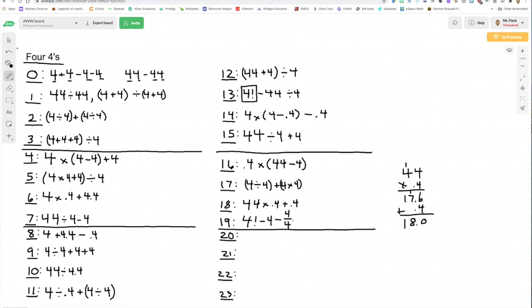So there's my solution for 16 through 19 using only 4-4s, and this time we made a decimal, or a fraction out of it as well. So your first task for today is go and try the best you can to solve for 20, 21, 22, and 23 using only the 4-4s.